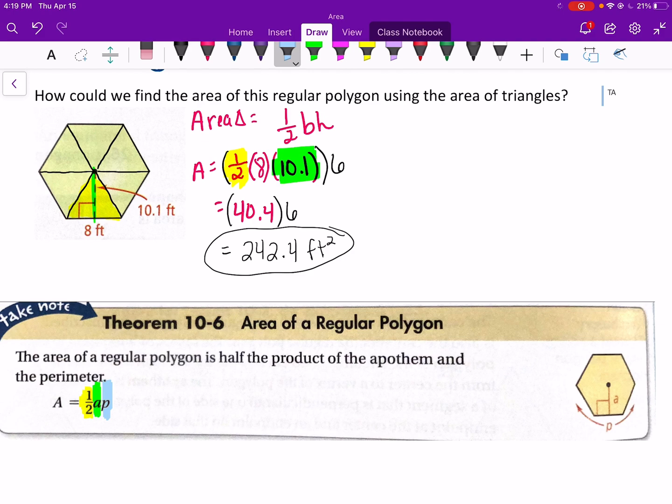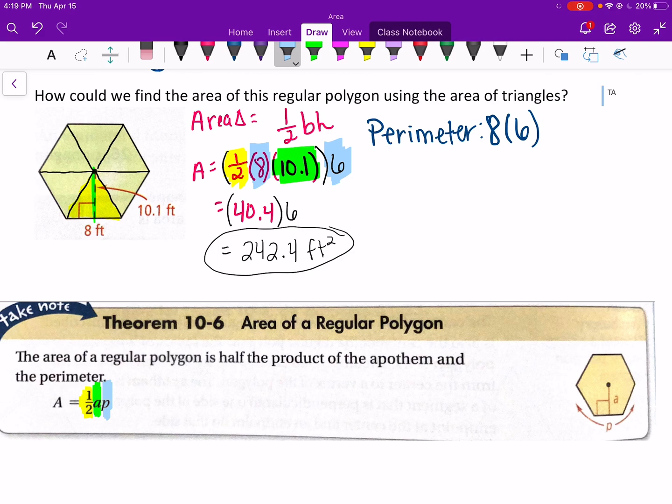So did we use the perimeter in our calculation? Well, if I were to find the perimeter of this figure, remember perimeter means the sum of the sides, so you find the distance all the way around the figure. And I know each of these sides are 8 feet, and there are 6 sides. So our perimeter is 8 times 6. And if you look at our calculations, we multiplied by 8 and we multiplied by 6.